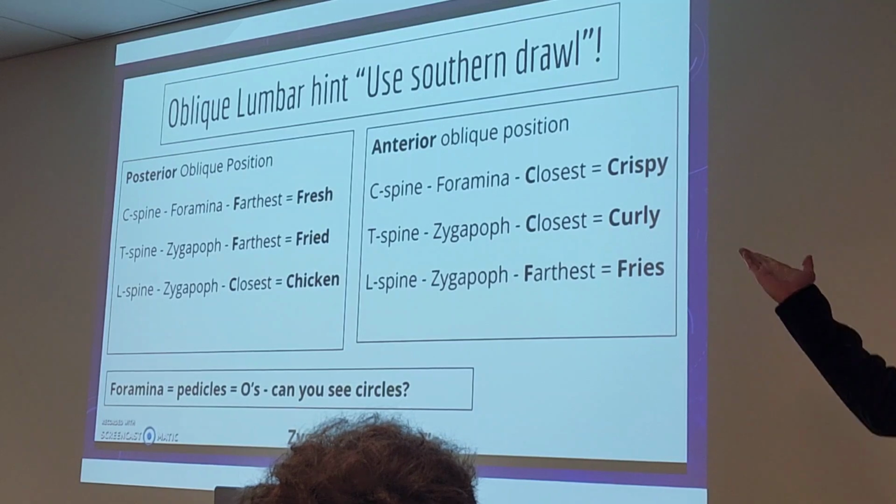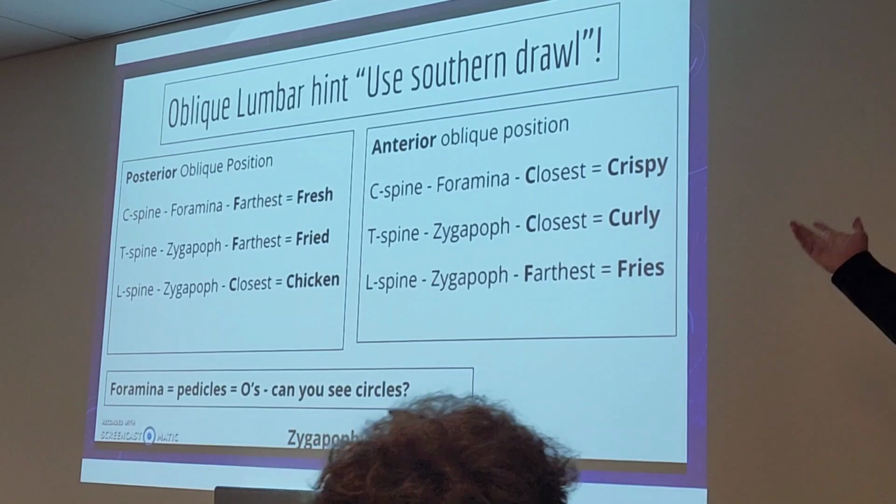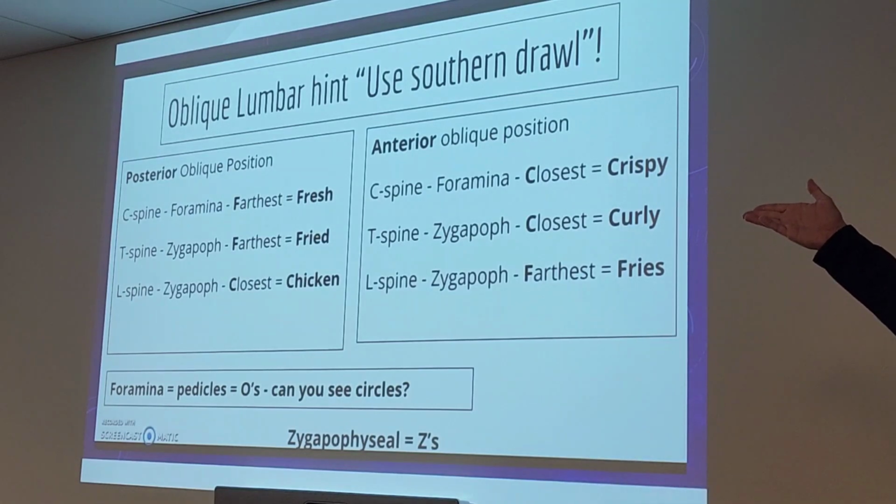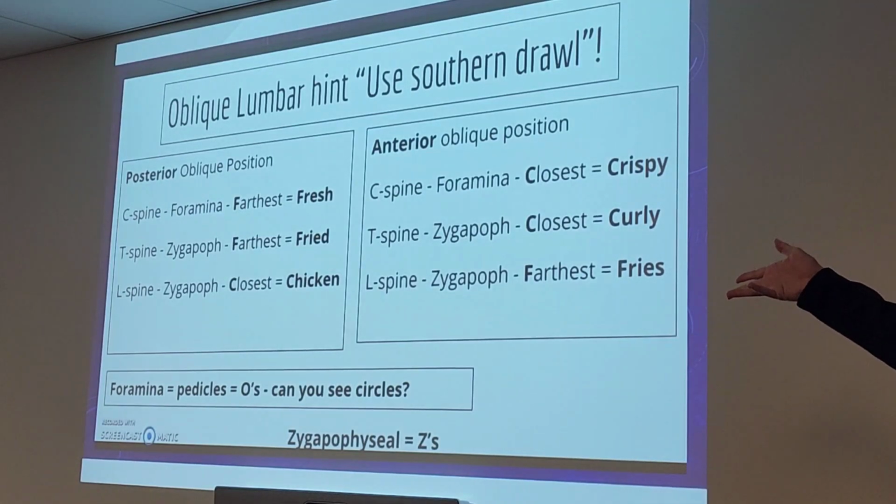So C spine, foramina are farthest. T spine, zygapophyseal are farthest on the posterior obliques, by the way. You'll see how I did it there for you. L spine, zygapophyseal is closest. Anterior obliques: foramina closest, zygapophyseal closest, zygapophyseal farthest.